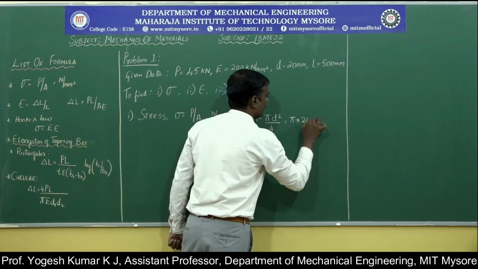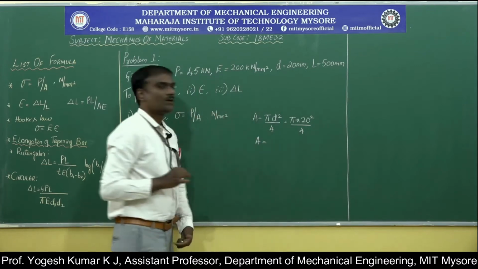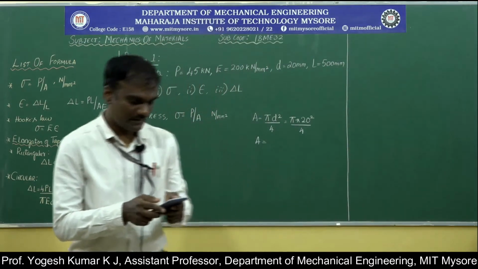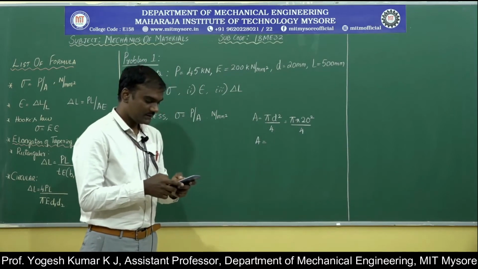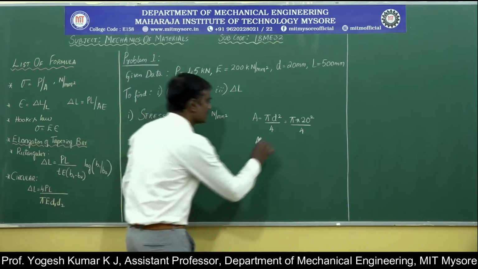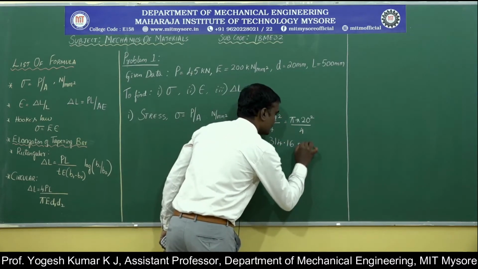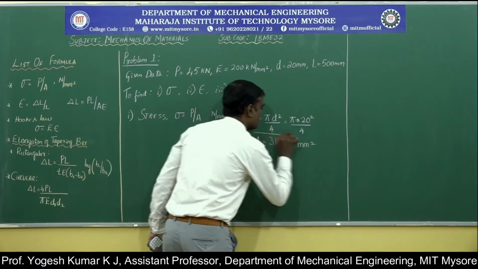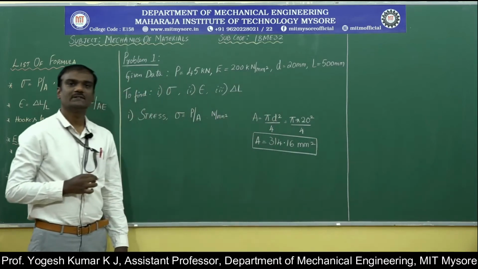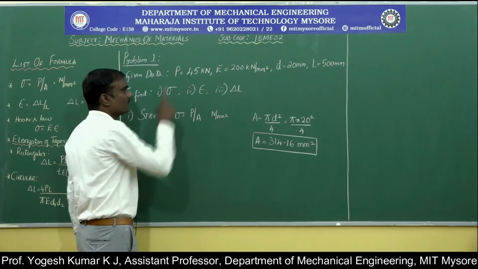Pi into 20 square divided by 4. So please calculate the value of A. We get that value as 314.16 millimeter square. So now we know the numerator, the load acting on the member, 45 kilonewton.